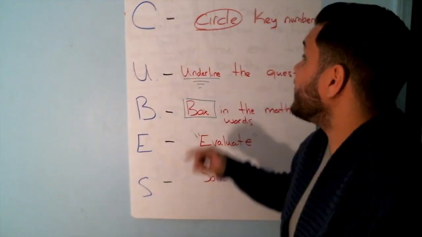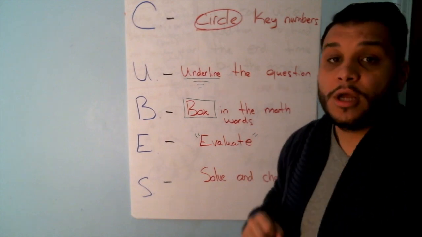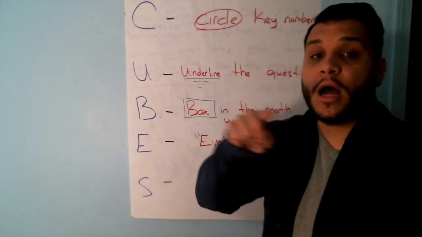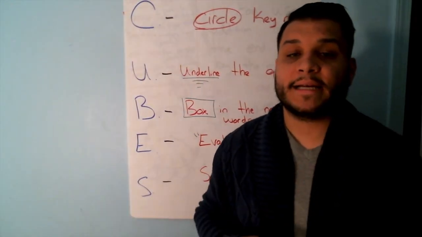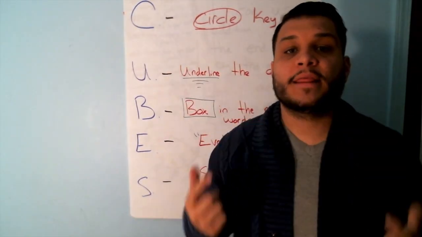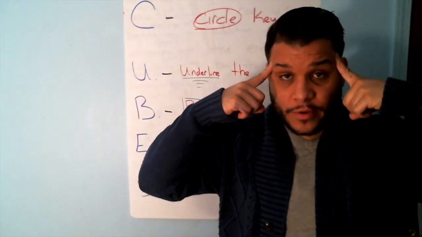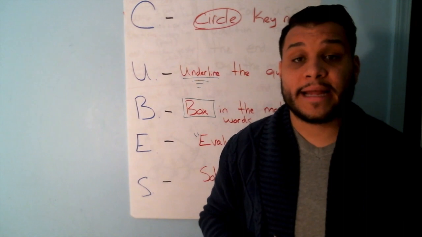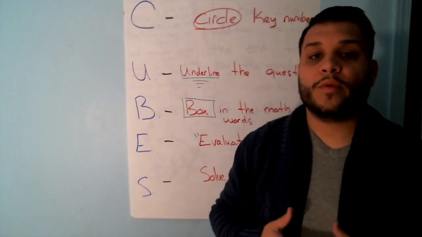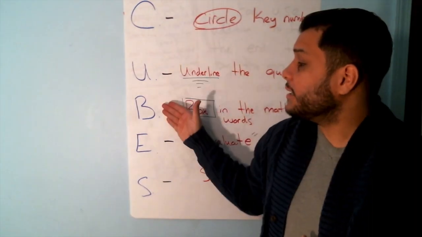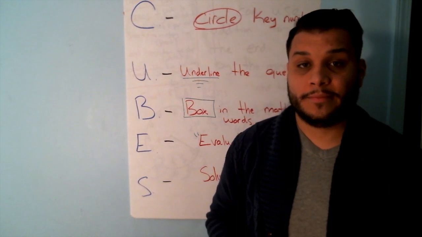So C stands for circle key numbers. U stands for underline the question. B stands for box in the math words. E stands for evaluate. And S stands for solve and check. Throughout the week, we will be diving in deeper to each of the letters to help us solve word problems.